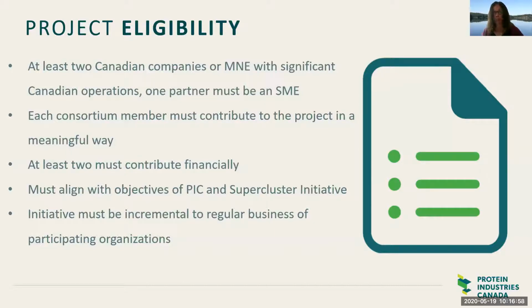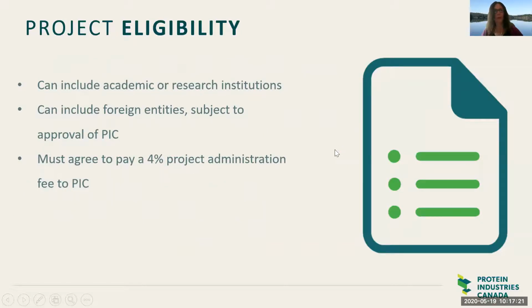You must, of course, align with the objectives of both PIC and the Supercluster Initiative, and this work must be incremental to your regular business. So there's a full definition on that in the program guide, but essentially this means that without the PIC funding, you would not be undertaking this work, or it would not be undertaken at the same pace and scope as it would be with the funding. You can include, in fact, we highly recommend that you include some academic or other research institutions such as food centers. You can include foreign companies. This is subject to a prior approval, and all projects must pay a 4% project administration fee.